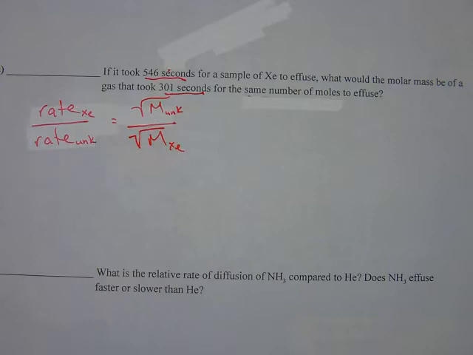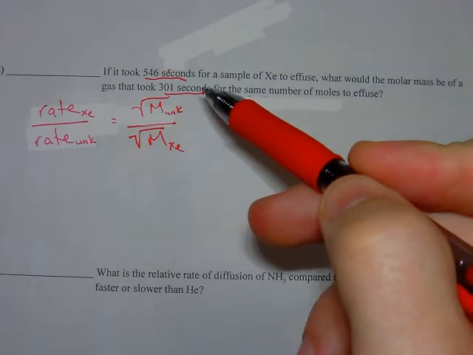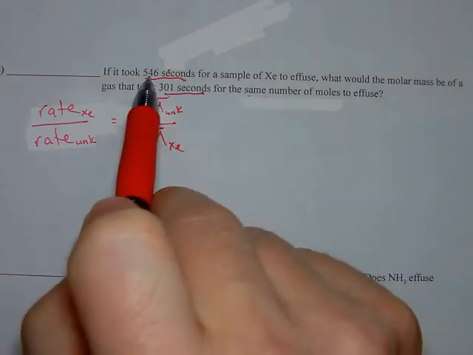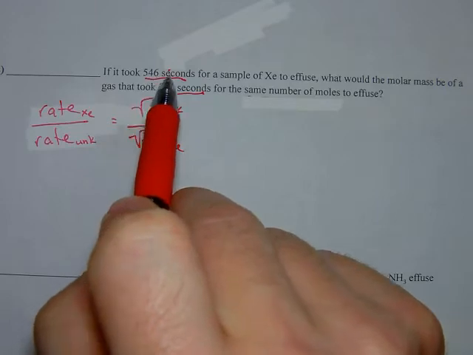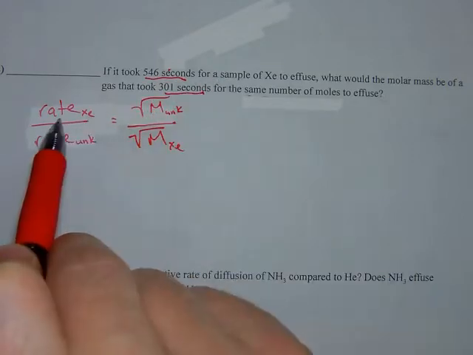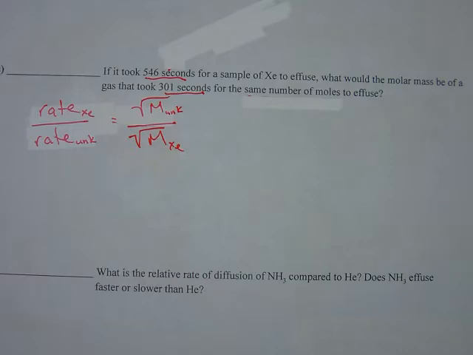Now, we're still going to use this equation. Rate of xenon over rate of the unknown is equal to the square root of the molar mass of the unknown divided by the molar mass of xenon. We're absolutely going to use that. However, the temptation, which would lead you to the wrong answer, is to plug 546 seconds into your rate for xenon. But 546 seconds is not a rate. 546 seconds is a time.